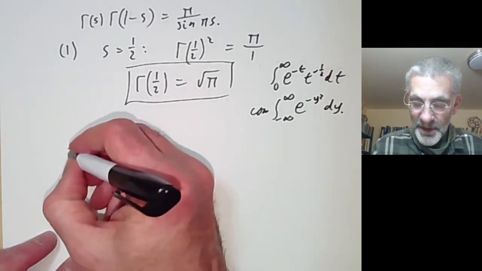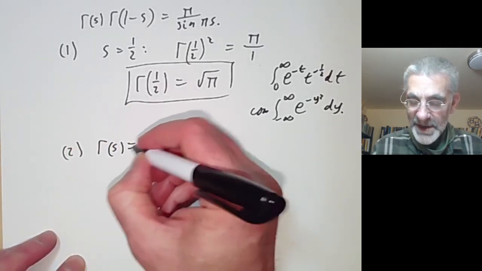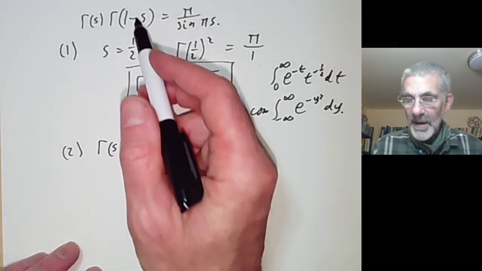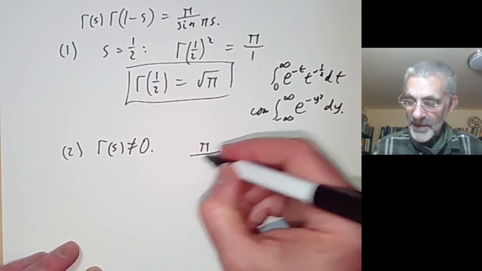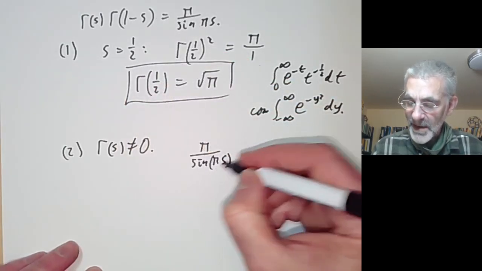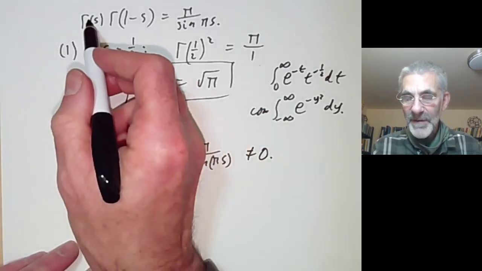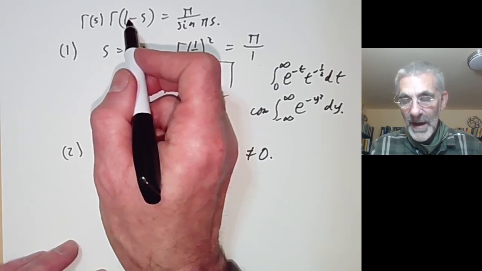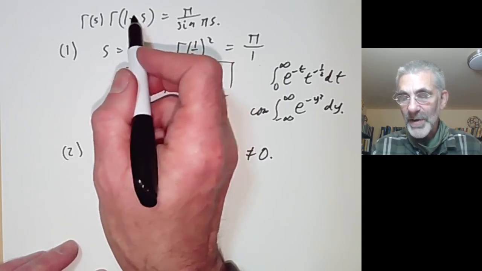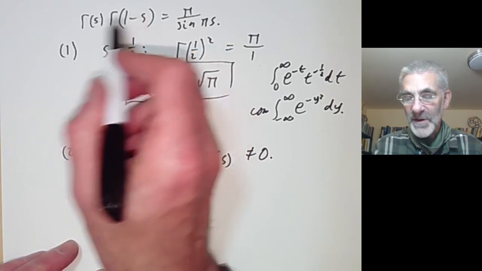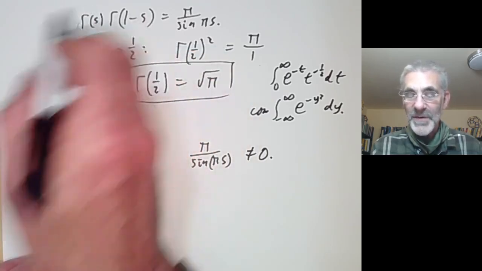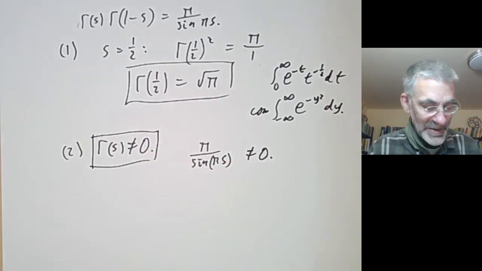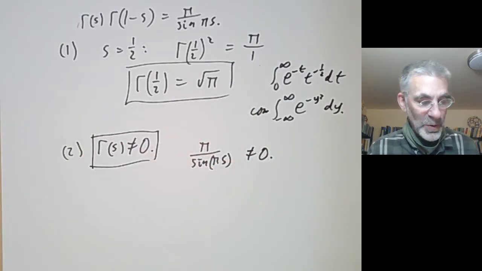The other application is that gamma of s is never 0. This follows because pi over sine pi s is never 0, so gamma of s could only be 0 at points where gamma of 1 minus s has a pole, and gamma of 1 minus s has a pole only at s equals 1, 2, 3, 4, and so on, and gamma of s is obviously not 0 at these because it's a factorial. So gamma of s actually has no zeros at all.